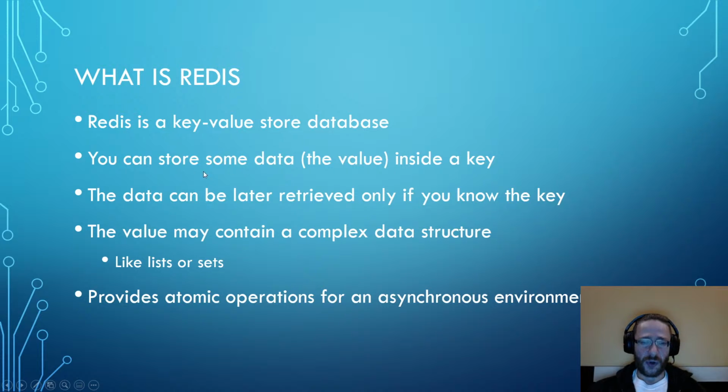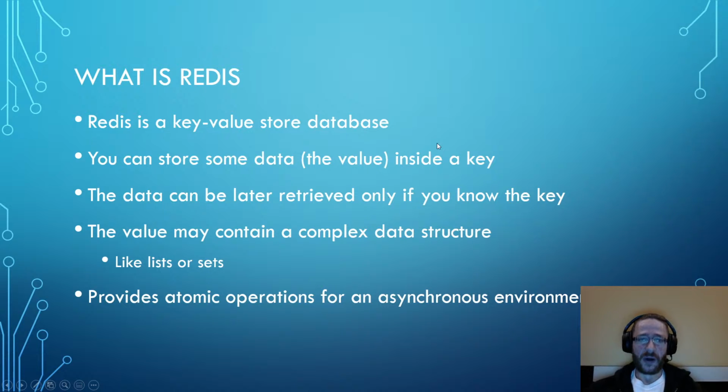So basically you can store data, which is the value, inside a key. The key is a string or a byte array, but typically you use a string. And later the data can be retrieved if you know the key. And the value may be a very complex data structure, for example, a list or a sorted set or an object. So you don't necessarily use a primitive value. You can use a complex data structure, and Redis has first-class support for various data structures we're going to see in a minute.